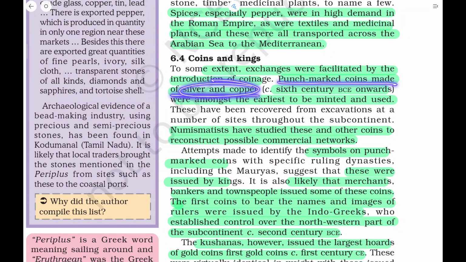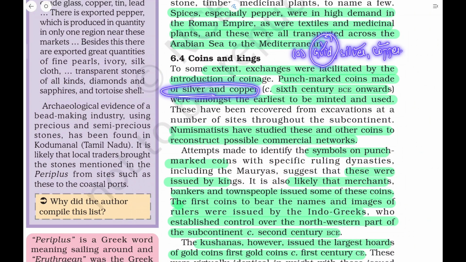So a question can be asked here, which of the following statements is true about punch marked coins. There they will give you an option that they were made up of gold, silver and copper. And the State PSC or the UPSC is going to follow these NCERTs, but here it is clearly written that it is made up of silver and copper. So if gold is mentioned there, gold will be wrong. And this is what the UPSC checks, whether you have read the NCERTs or not.